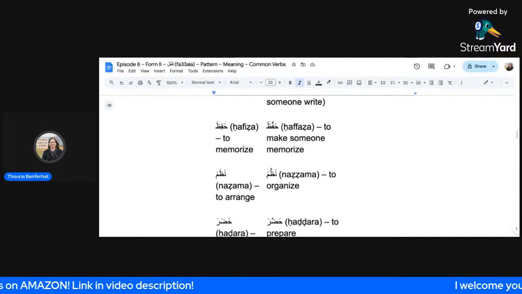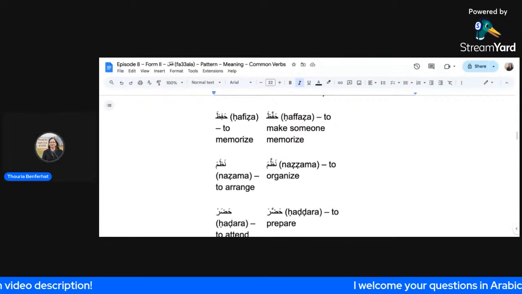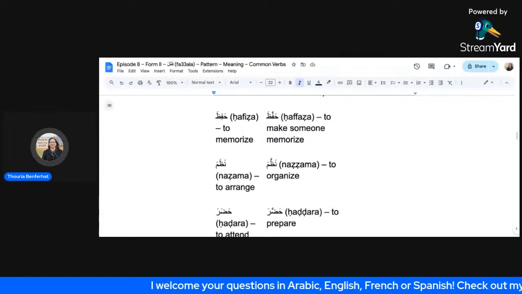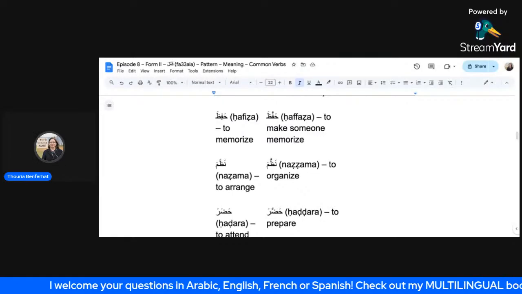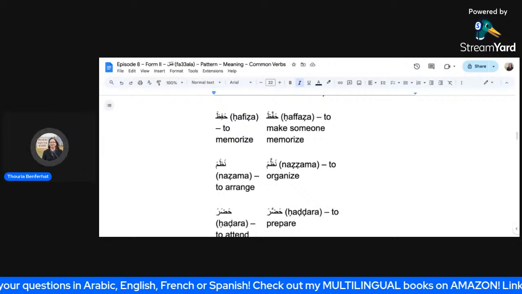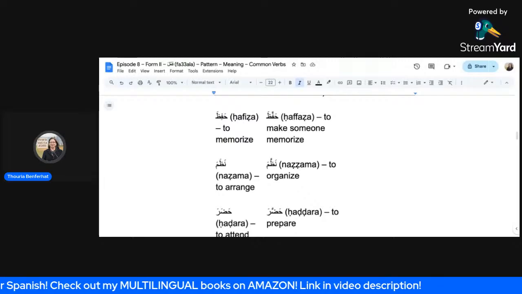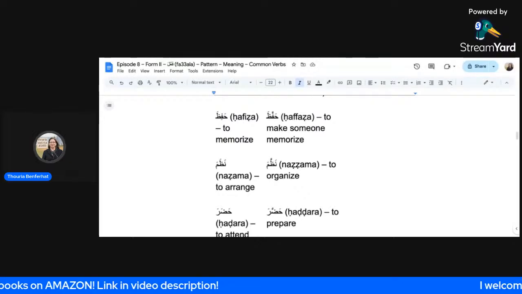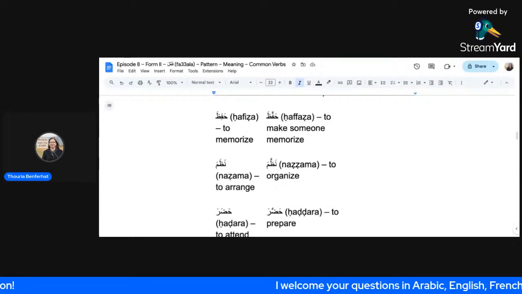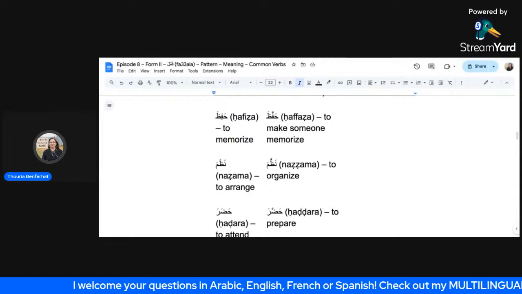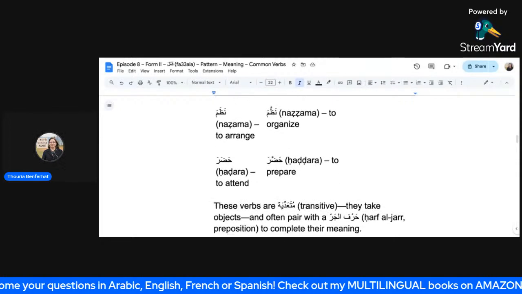One more example, hafiza is to memorize. Haffaza is to make someone memorize or to help them memorize. Like when we were kids, our parents used to help us memorize verses of the Quran. Or someone who is a sheikh at the mosque helps kids memorize verses of the Quran. That's the verb haffaza, makes them memorize or helps them memorize.